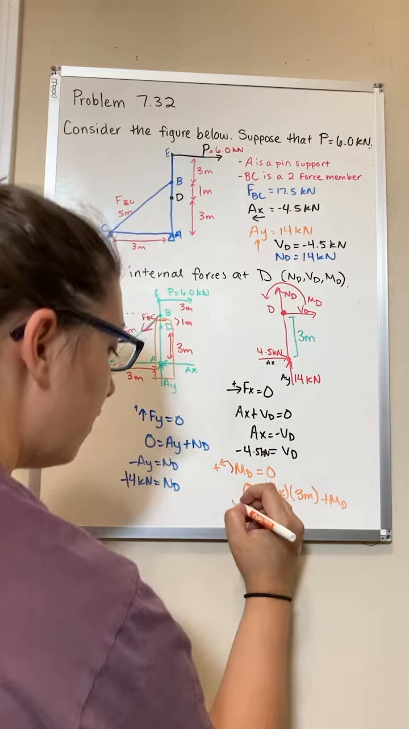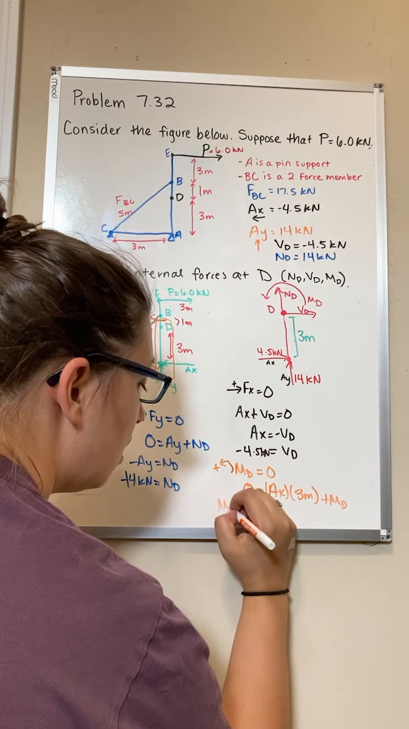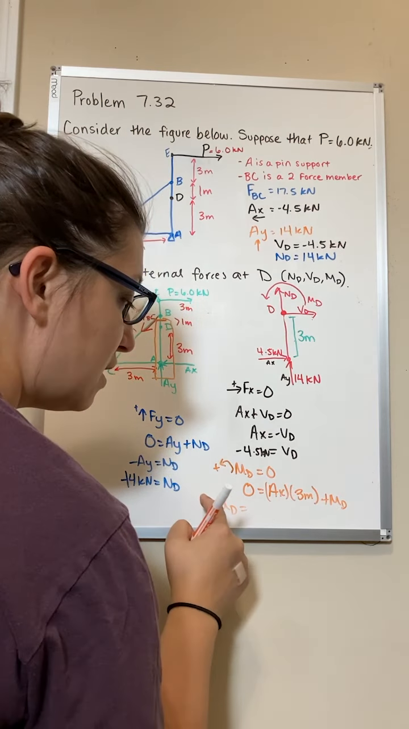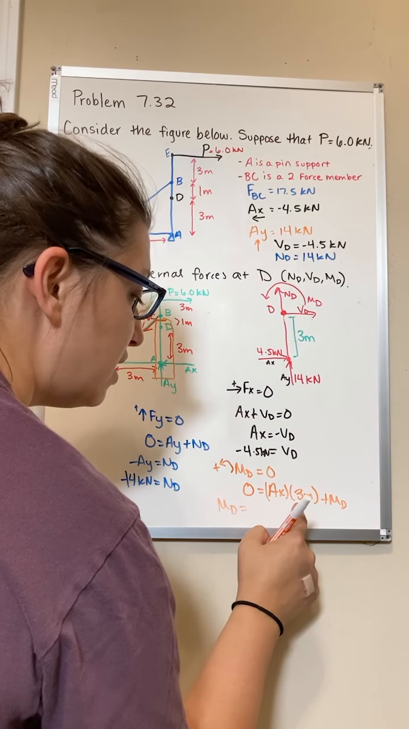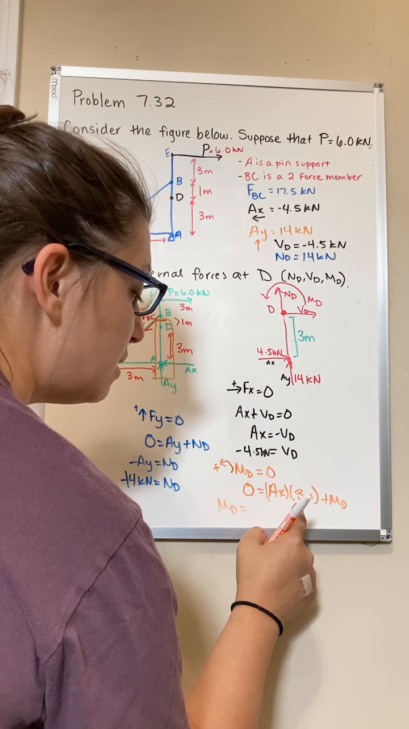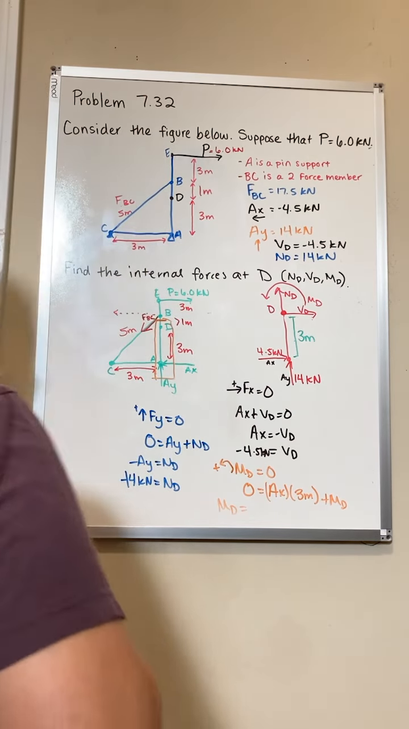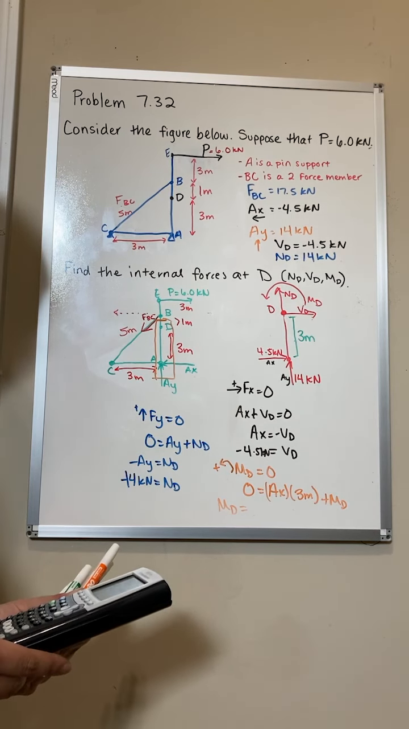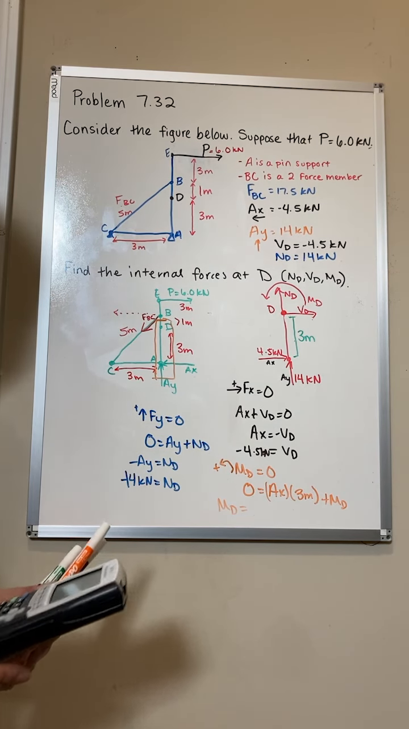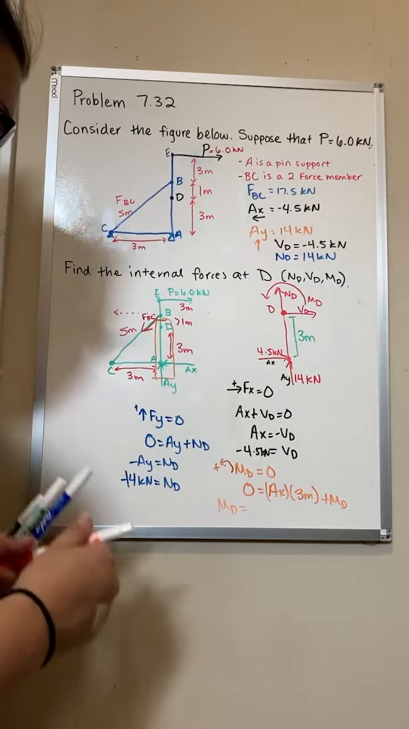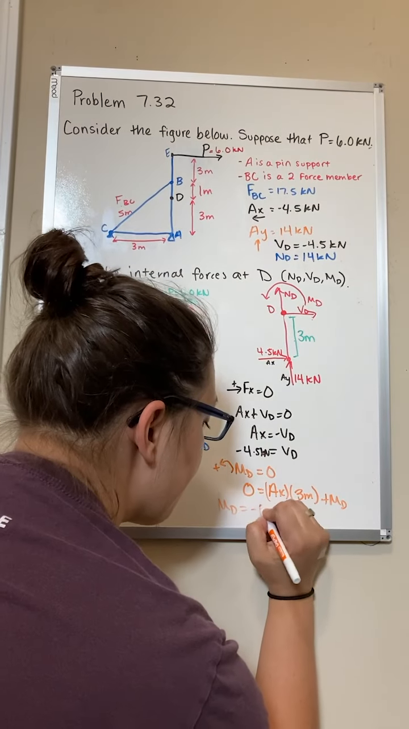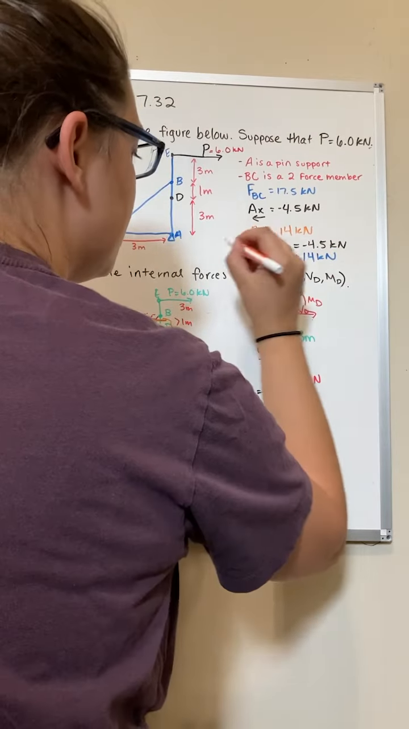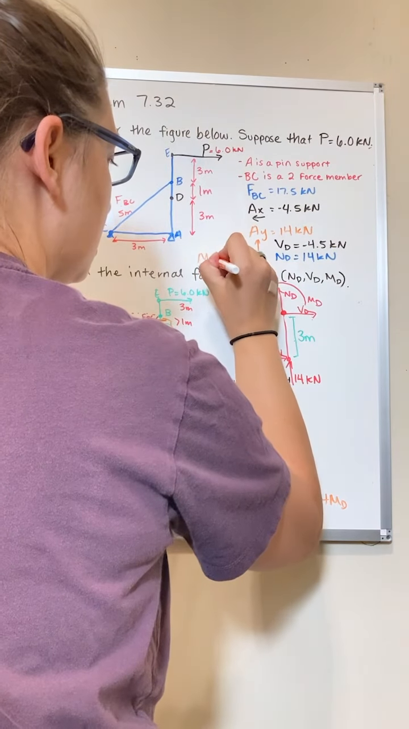So then we're going to have MD is equal to, we're going to subtract this to the other side, so negative 4.5 times 3, which is going to be, I'm going to use my calculator because it's been a long day and I don't feel like doing simple math in my head. Negative 13.5 kilonewtons. All right, and so we'll just put that right here.